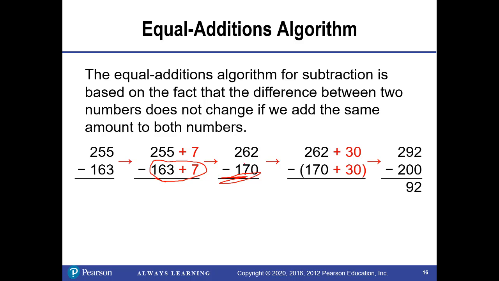And then I still would have to borrow here, so I'm going to add even some more. I'm going to add 30 to each number. So now I have an even nicer number to work with, 200. I have 292 here. 292 minus 200 is 92.